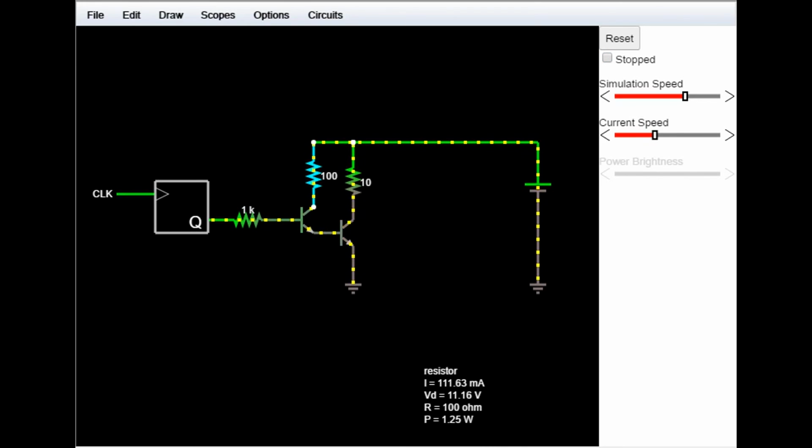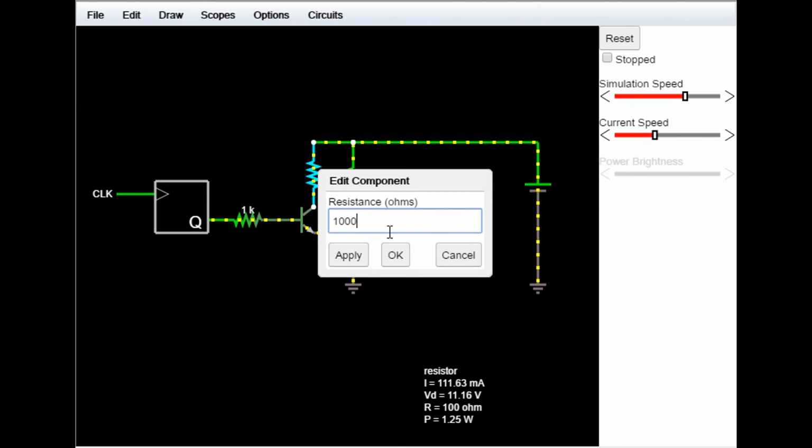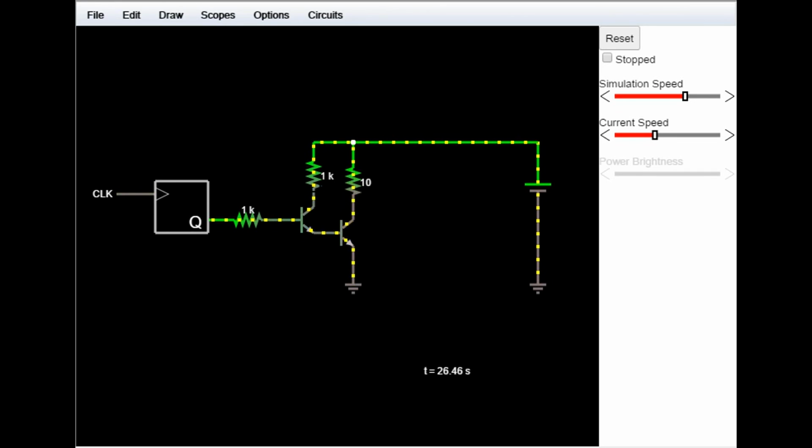In fact, even if I change this resistance to 1000 ohms, the current going through here is still 11 milliamps, which again was around the right amount to drive this transistor, and we can see that we're still getting 1.19 amps going through our load resistor.